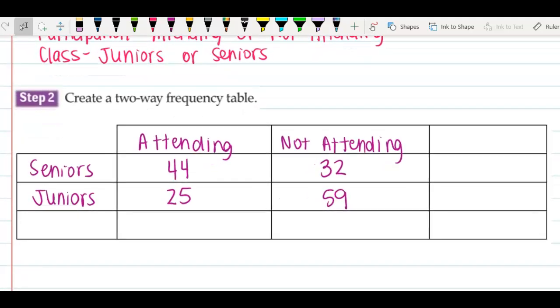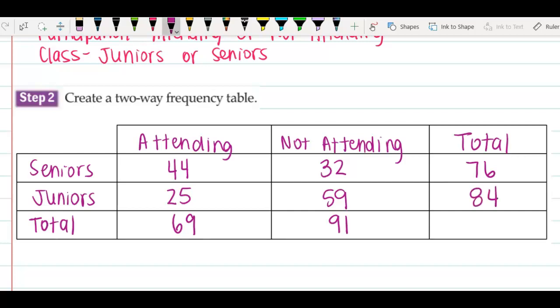You're probably wondering what is going on with the extra boxes. Well, in any table, we like to consider our totals. In each column, you're going to add them together. 44 plus 25 would be 69. 32 plus 59 is 91. 44 plus 32 is 76. 25 plus 59 is 84.